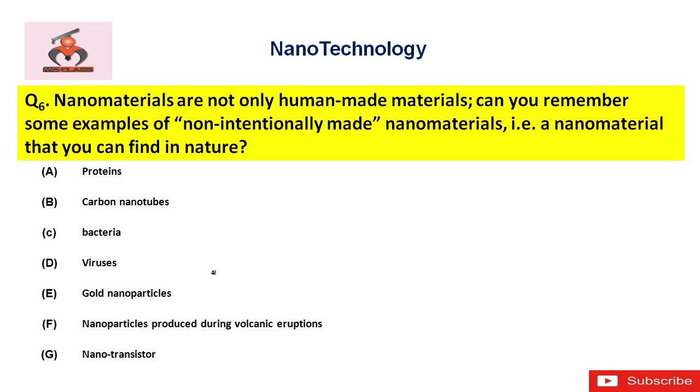So in question number 6, nanomaterials are not only human made materials. Can you remember some examples of non-intentionally made nanomaterials? That means a nanomaterial that you can find in nature. There are a number of options, so we need to find out. One option is carbon nanotubes, viruses, and protein molecules. The next one is nanoparticles produced during volcanic eruption.